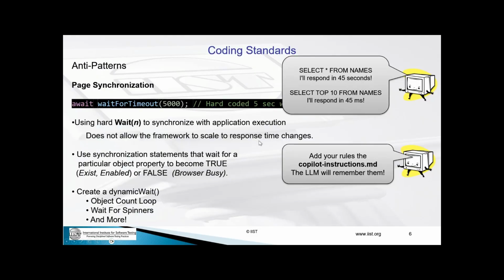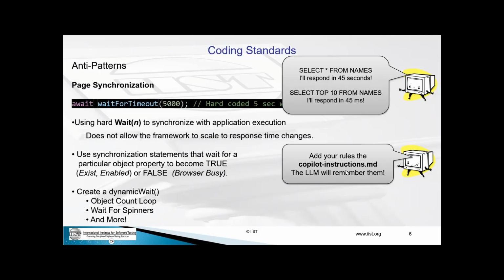We also want to use synchronization states to enable, like, if a property is true, exists or enables, or if the system or the browser is busy. And in order to do this, we're going to be creating our own custom function. I like to call it a dynamic wait rather than a hard-coded wait. It's going to do 3-4 things, which is to do an object count of elements in a loop. We'll wait for some spinners. We'll wait for some other items, and then show you how you can push this all together so that it works well.